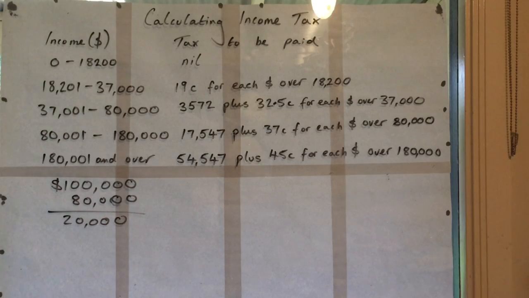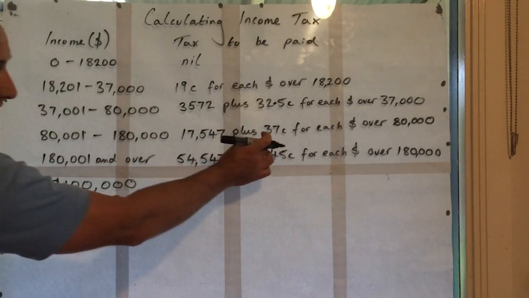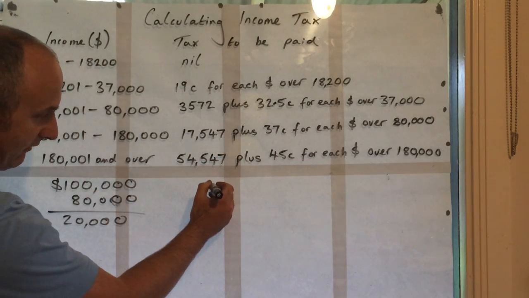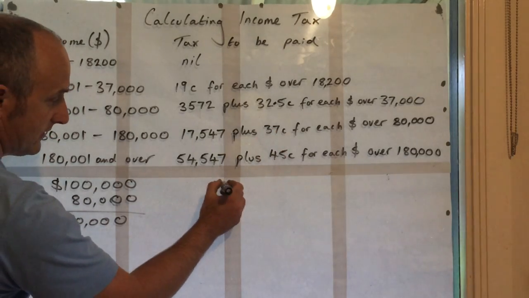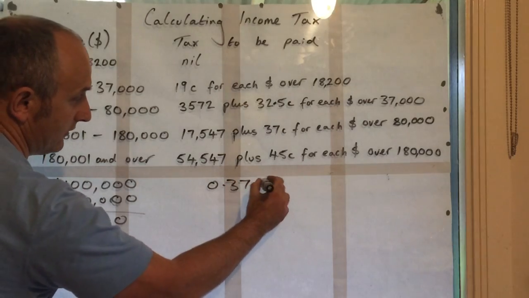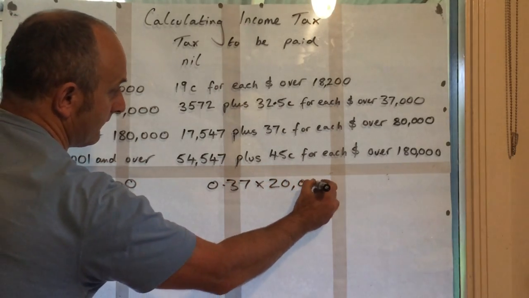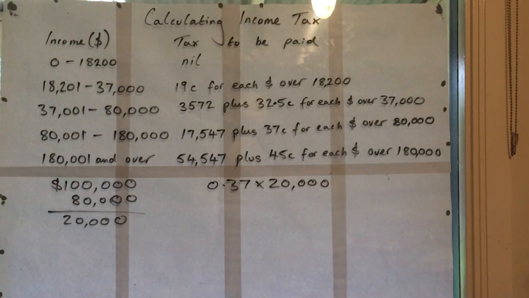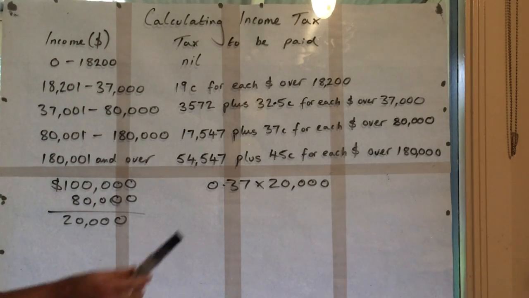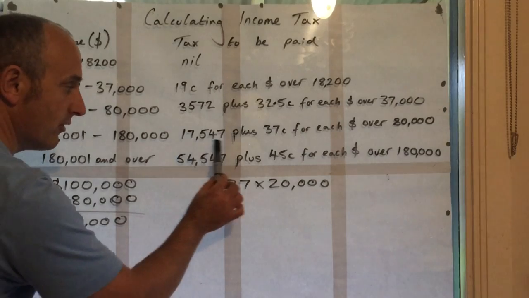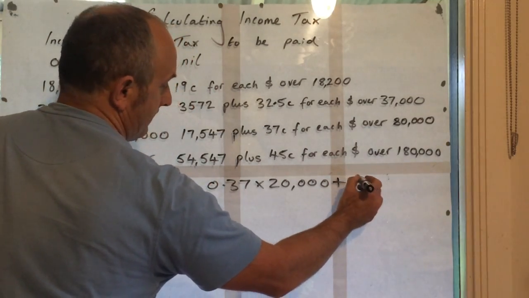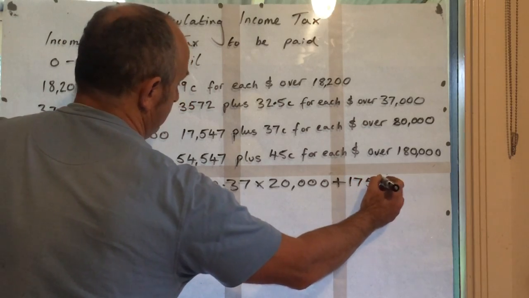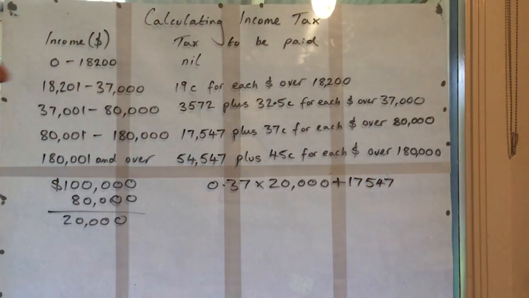$20,000 over 80,000. So now we need to find out 37% of $20,000. 0.37 times 20,000. Okay, whatever that is, is that enough money? No, the tax, we also have to pay this amount of money in tax on top of that. Okay, and that is how much tax we need to pay.